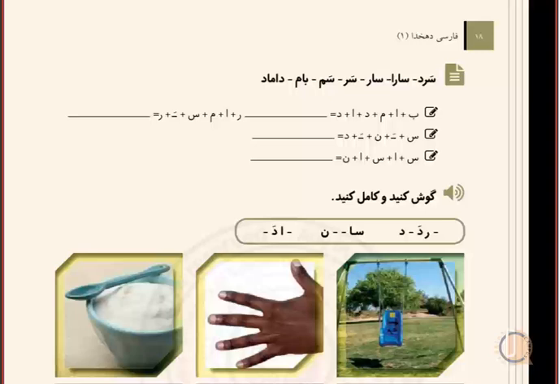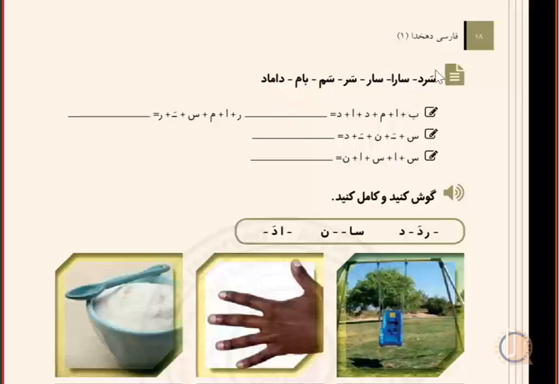Try reading these words. سرد, that is cold. Sara, it's a name. Sar, it's a name of a bird. Sar, head. Sam, poison. Bam, roof. Damad, that is groom in a wedding party.